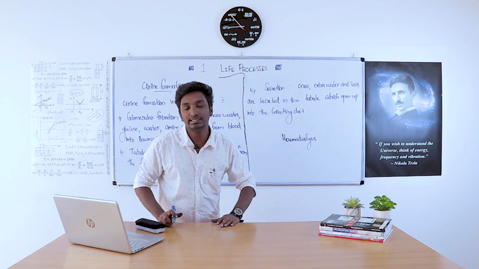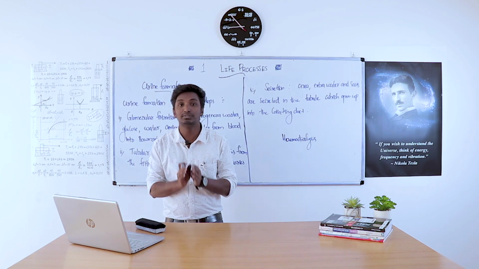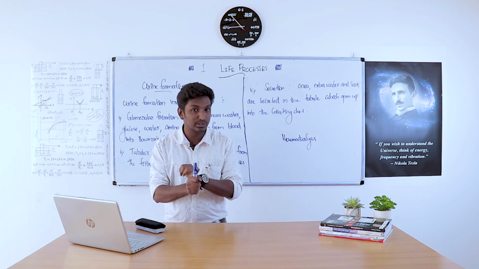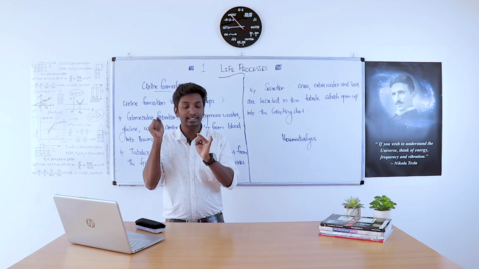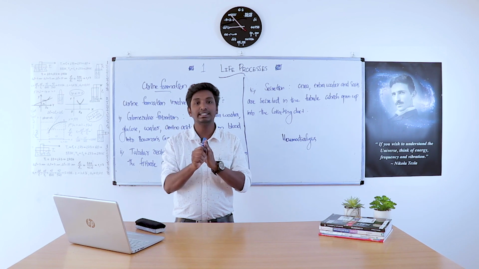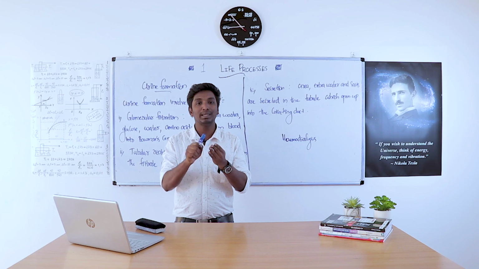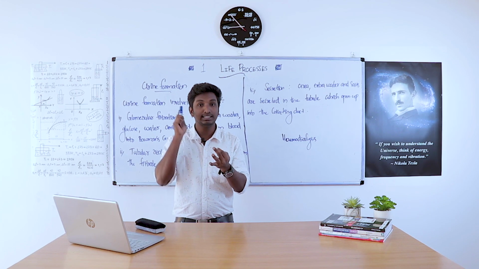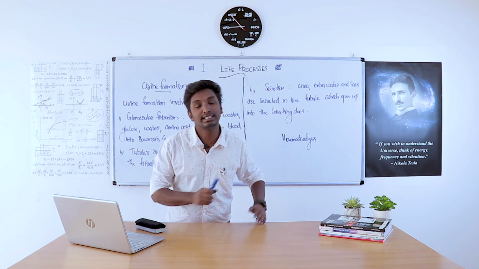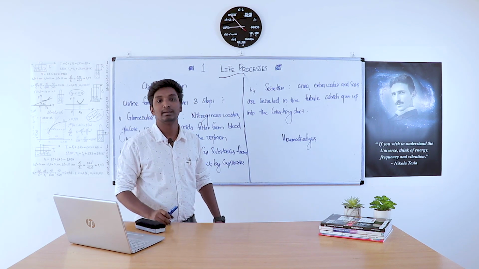That's all in this chapter. What all things have we studied? We completed the life processes, which include nutrition, respiration, circulation, and excretion. These are the four major things that we have discussed in this chapter.